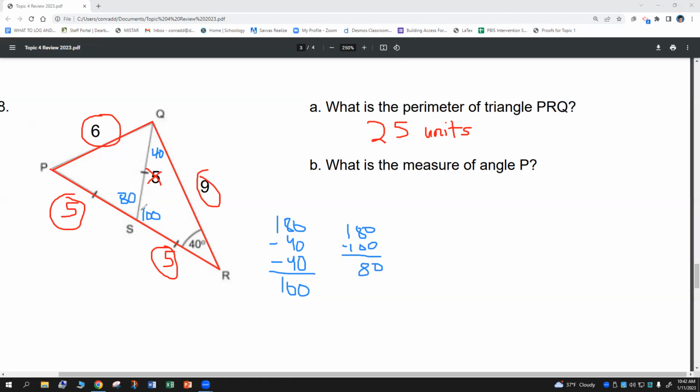And then this isosceles triangle here, the base angles, again, are across from the sides that are congruent. So that means we have a vertex angle. So we need to subtract from 180 and then divide by 2. So 180 minus 80 is 100. And we divide by 2, that gives us 50. So these two angles here are 50 degrees and 50 degrees. All right, so the measure of angle P here is 50 degrees.